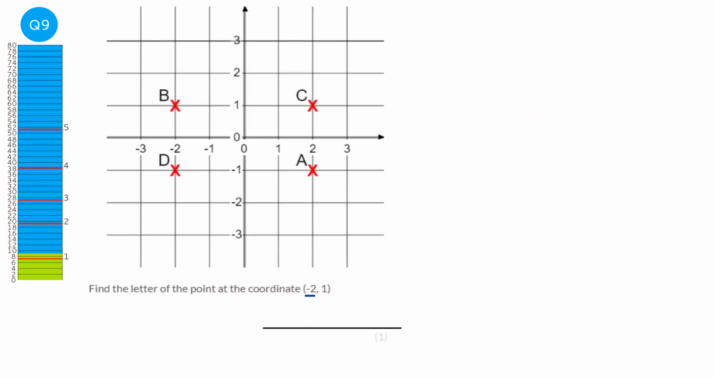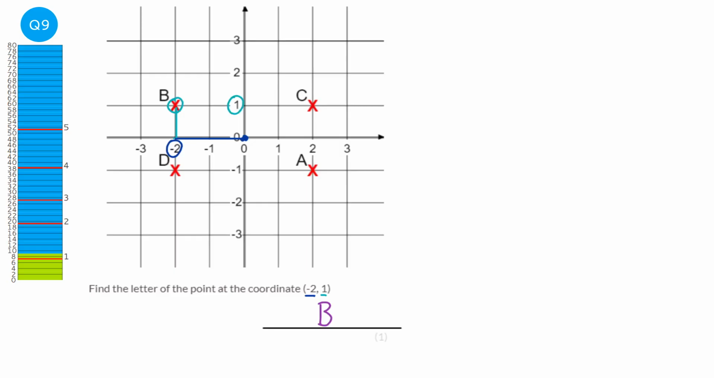This coordinate is telling us to go 2 to the left from the centre. We go right when it's positive, we go left when it's negative, so it's 2 to the left. And then it's telling us to go 1 up. It's up because it's positive, so we need to go 1 up. And we get to the coordinate of B. So we just look at the -2 on the x-axis and the 1 on the y-axis, and that is where point B is.